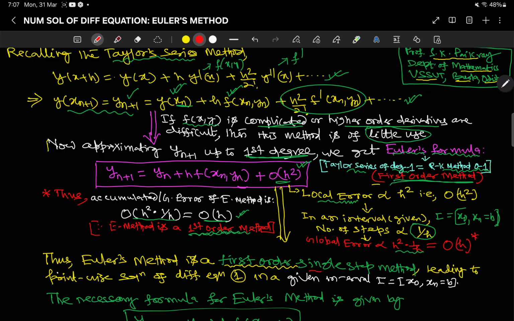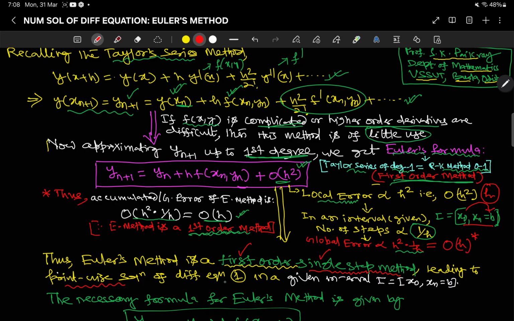So we see Euler's method is a first order method. Also I have told you it is a single step method, because in a subsequent step we just use the outcome of the previous step. So Euler's method is a first order single step method, leading to the pointwise solution. In an interval, we are moving from x0 to xn with a step length of h. This h should be small enough.